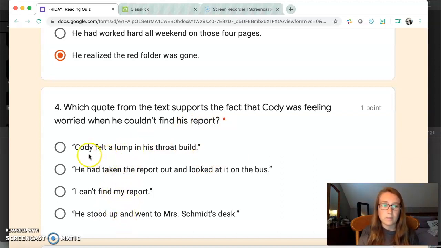So let's see. Cody felt a lump in his throat build. That one sounds really good, but I'm going to read my other ones too. He had taken the report out and looked at it on the bus. That's not really worried. That would make him feel more confident about himself. I can't find my report. So that could be a choice. Or he stood up and went to Miss Smith's desk. He could have been feeling worried, but at that point I think he was over that. I think the best answer here, if you feel that lump in your throat build up, you're really worried. And that really supports Cody feeling worried.